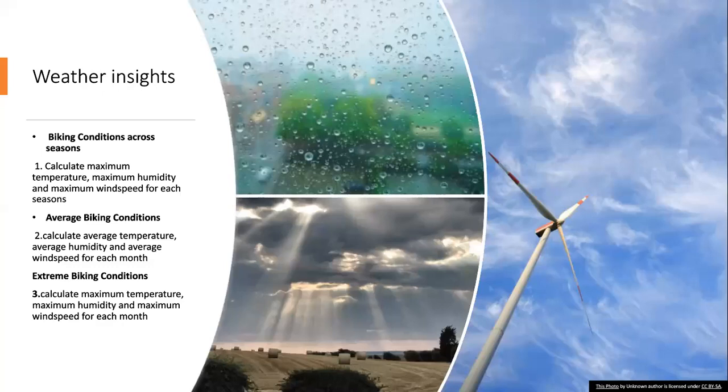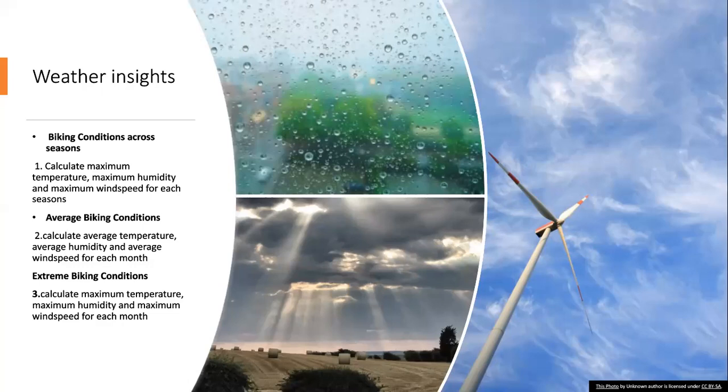The other thing is, he also wants to understand something called average biking conditions. If I take a bike, what will be the average biking conditions across the month? So that I will come to know which is a good month to take a bike. In this case, you need to find out the average temperature of all the days in a month, average humidity and average wind speed of all days in the month.